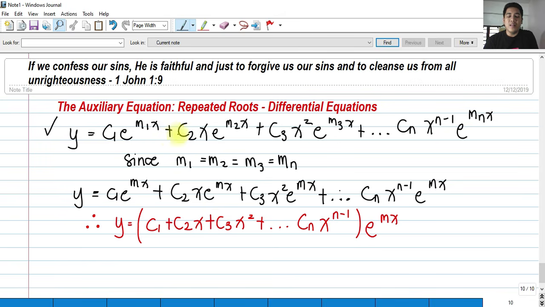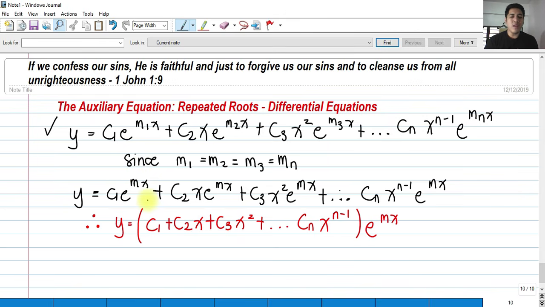The power of x, from the first term up to the last term, depends on how many roots, and is increasing as the roots repeat. So we have c sub 1 e raised to m sub 1 x, c sub 2 x e raised to m sub 2 x, c sub 3 x squared e raised to m sub 3 x, and so on and so forth until we have c sub n x raised to n minus 1 e raised to m sub n multiplied by x.